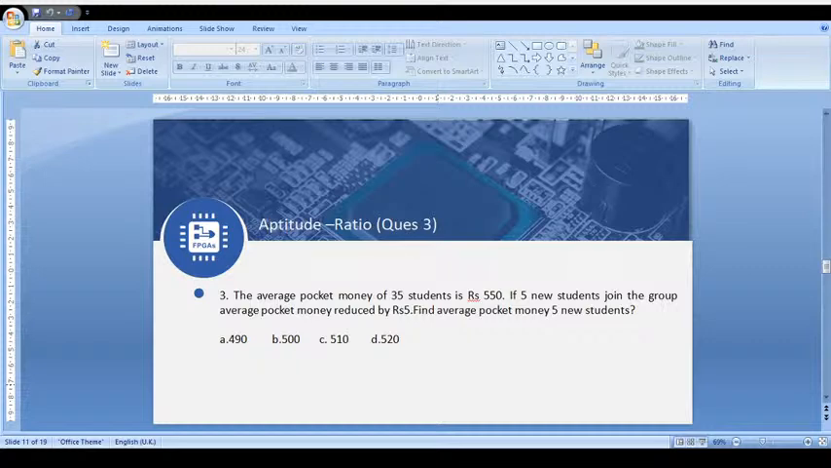Then here we find that for each unit of a student, there is 5 less. It is 550 and 545, right? It is 550, and it is reduced by 5 when the five new students come. Okay, then it is 550, and it is 545.